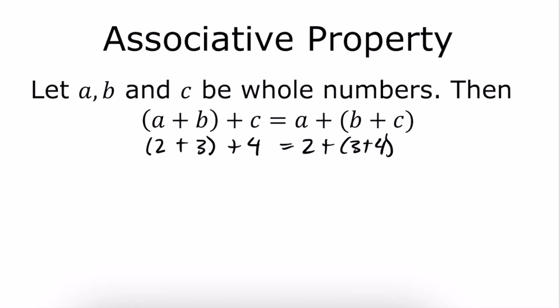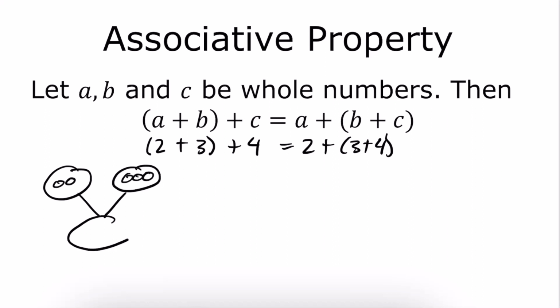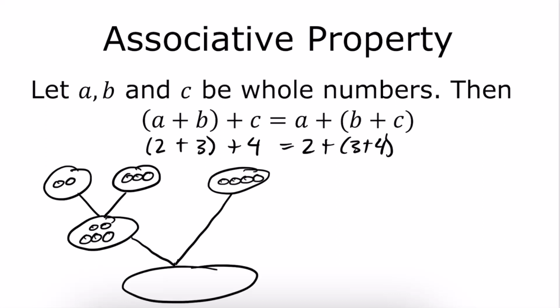So if I were to visualize this, 2 plus 3 is going to look like a group with 2 things and 3 things in it, combined together, which gives me a group of 5 things. And then that is going to be combined together with a group of 4 things. So these two are going to be combined together, and that gives me a total of 9 items altogether. And so that would be what the left-hand side of the equation could be visualized as.